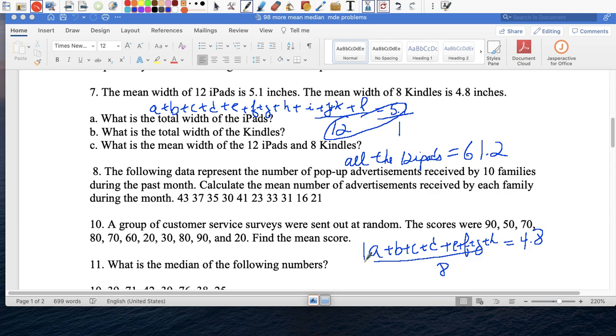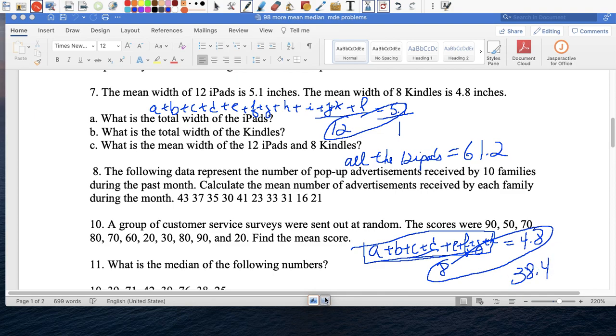So they're asking you what if you take these, what do they measure? What is A plus B plus C plus D, all the 8 Kindles added up together? Well, again, cross multiply. 8 times 4.8, we get that the total is, in this case, 38.4.